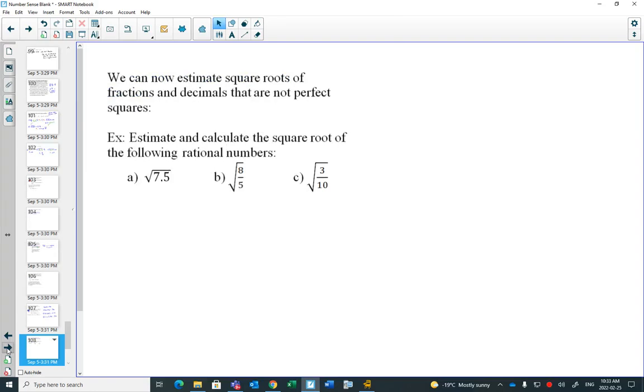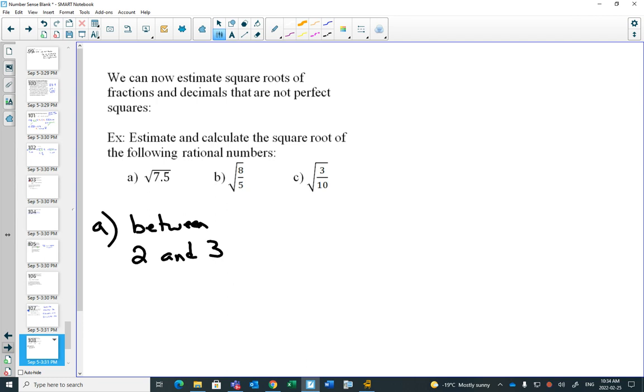So what we want to do here is estimate. And with the estimate, I want you to tell me between which 2 whole numbers you think it is, and then we'll calculate it for real. Okay? So in A, let's do all the estimates first. 7.5. Would you agree that that is between 9 and 4? So our answer should be between 2 and 3, because the square root of 9 is 3, and the square root of 4 is 2.